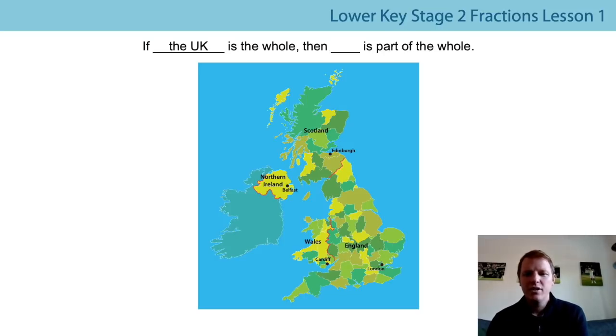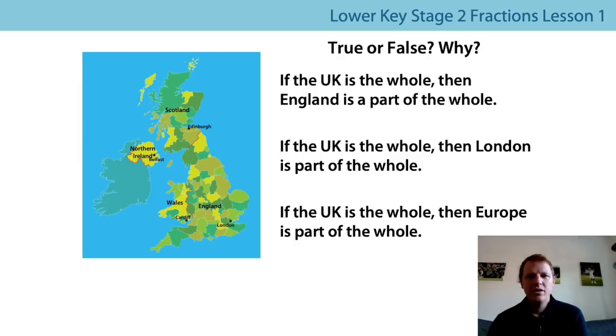I'm going to show some more sentences now, and I want you to do the same thing and work out if they are true or they are false. Here are my sentences. The first one, if the UK is the whole, then England is a part of the whole. The second sentence, if the UK is the whole, then London is a part of the whole. The third sentence, if the UK is the whole, then Europe is part of the whole. Same as before, I want you to pause the video and work out either by telling someone or by writing them down if you think they are true or if they are false and why. Off you go.